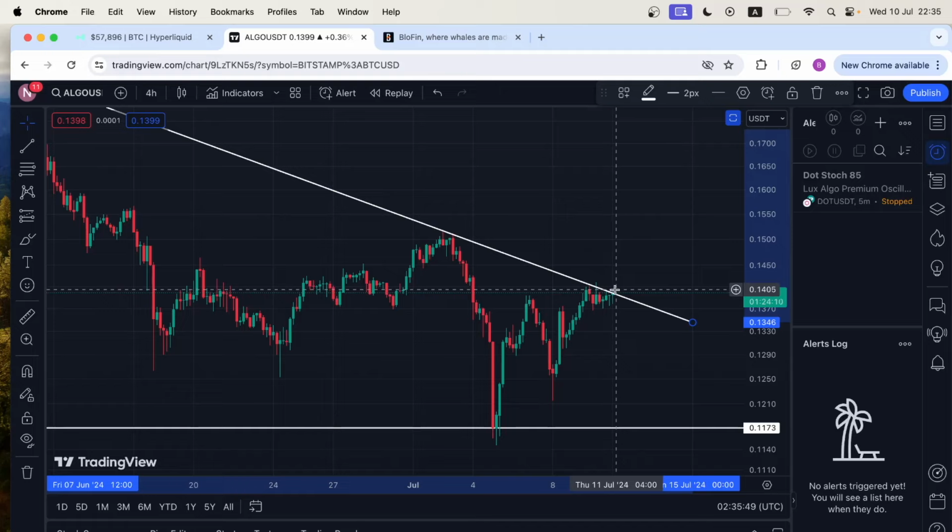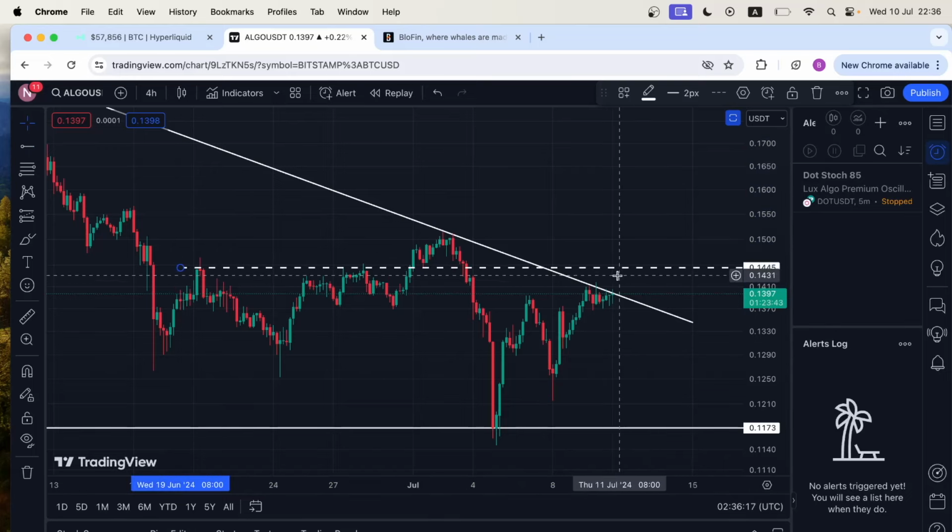When that happens, I would anticipate a move up to around this potential resistance region right here at around 14 cents, so 0.1442. Okay, so right up here would give you a pretty decent scalp opportunity with what should be a pretty good R&R, meaning you can place a stop loss just below here and then you can target up here for the first take profit.